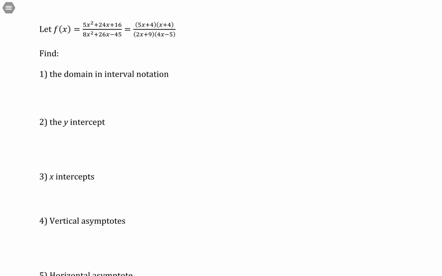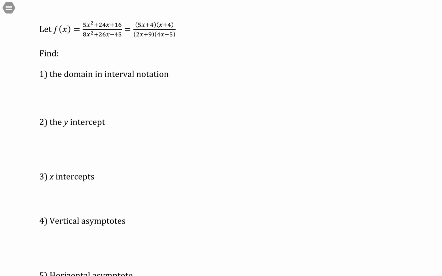Let f of x equal (5x squared plus 24x plus 16) all over (x squared plus 26x minus 45). Nicely, they've already given this to us in both expanded form and factored form. Many times that's very useful whenever we're determining different aspects of the rational. Starting off, the domain in interval notation.